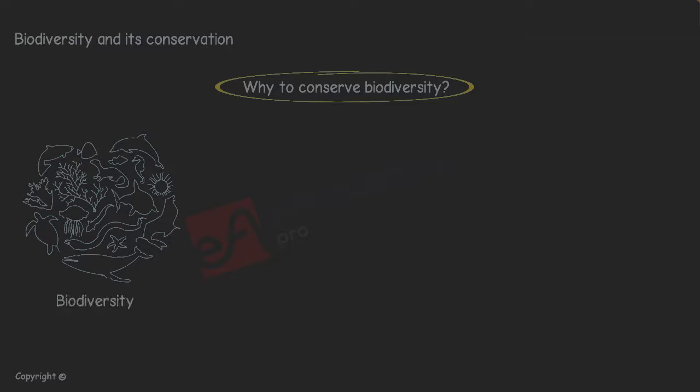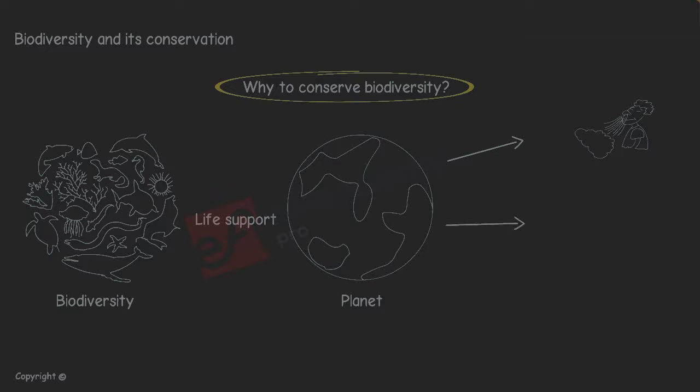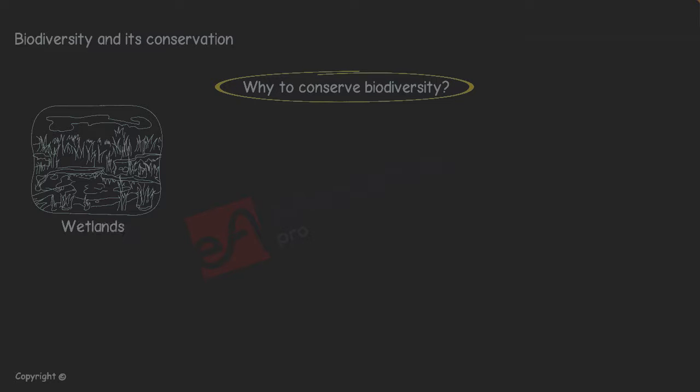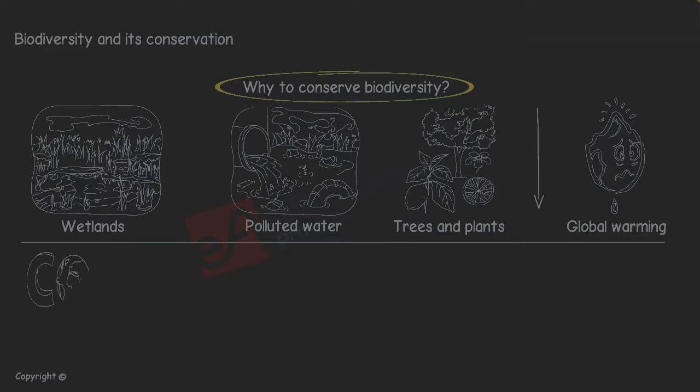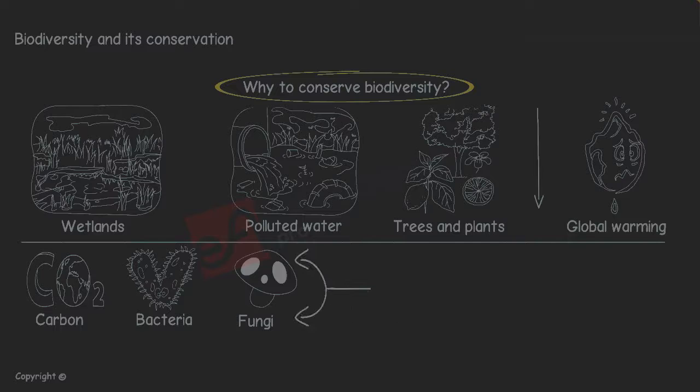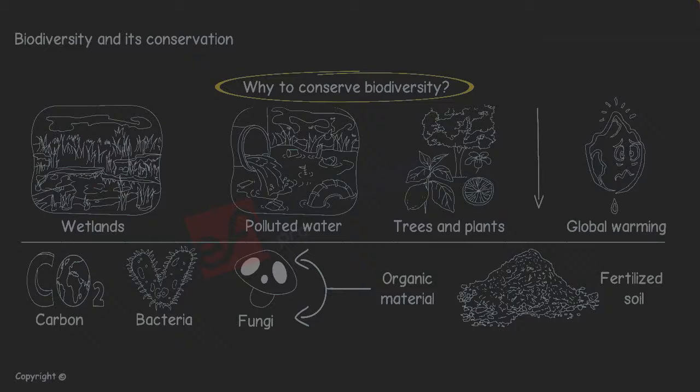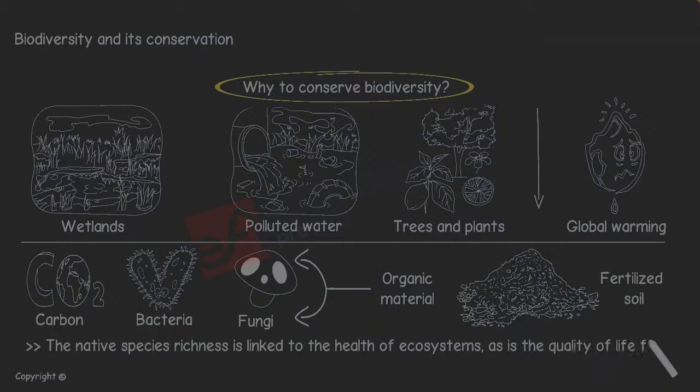Biodiversity is the life support system of our planet. We depend on it for the air we breathe, the food we eat, and the water we drink. Wetlands filter pollutants from water, trees and plants reduce global warming by absorbing carbon, and bacteria and fungi break down organic material and fertilize the soil. It has been empirically shown that native species richness is linked to the health of the ecosystems, as is the quality of life for humans.